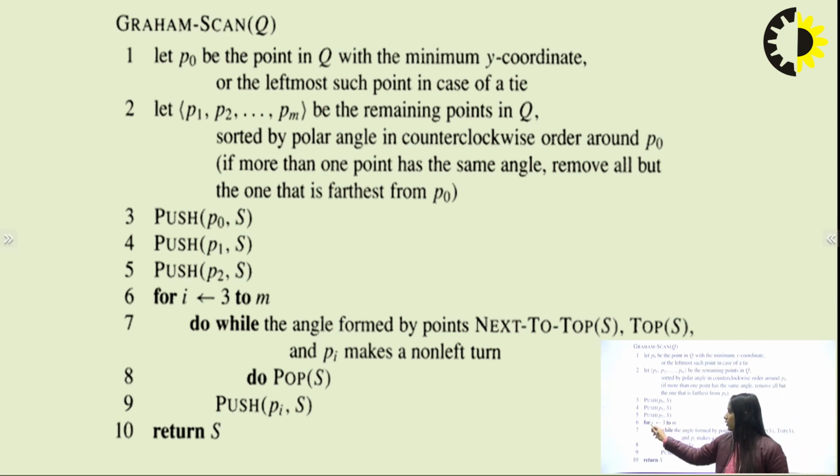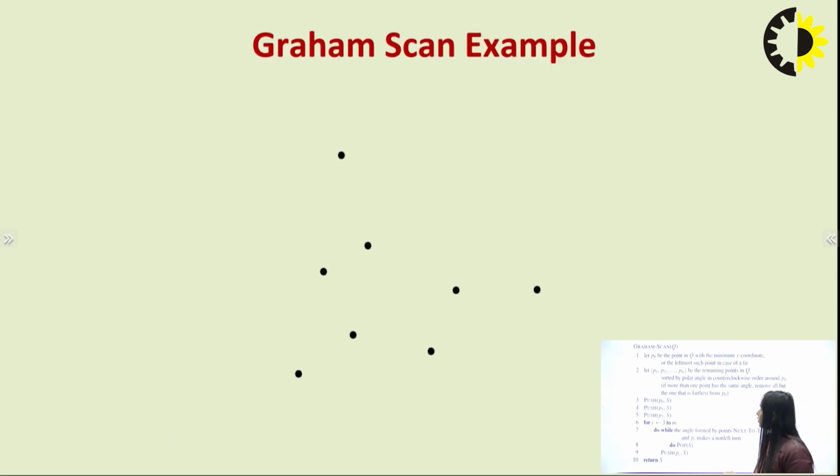See, for I to 3, the first 3 points we have to push into the stack. For the rest of the points, if the points lie to the right side of that point, then we have to pop, otherwise we have to push, right? And then we return the stack values. Okay, so this is a very simple algo we are going to discuss.